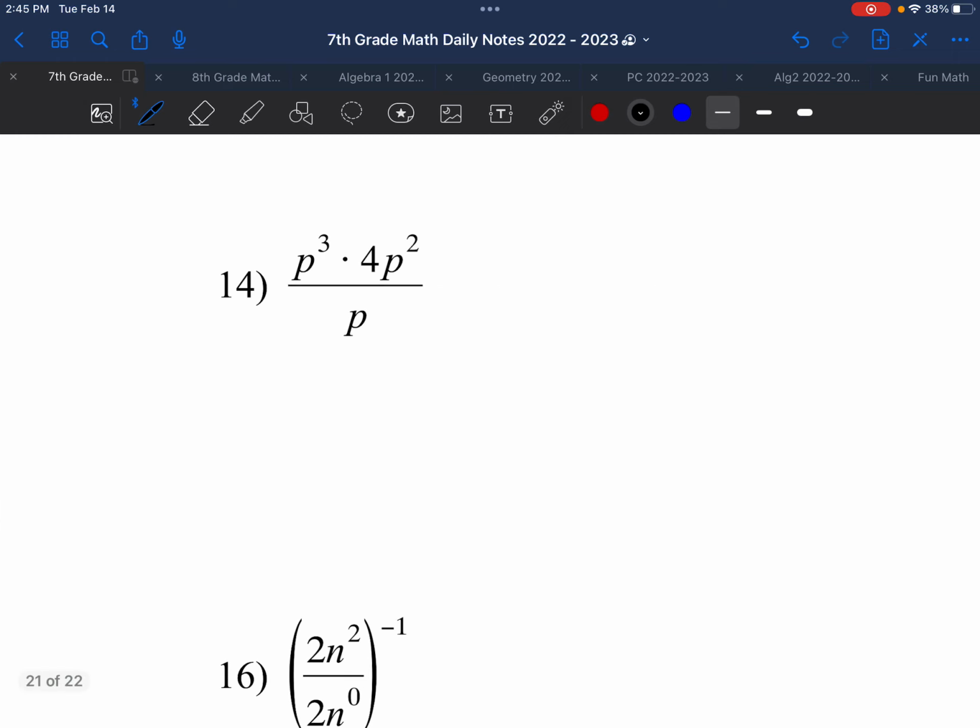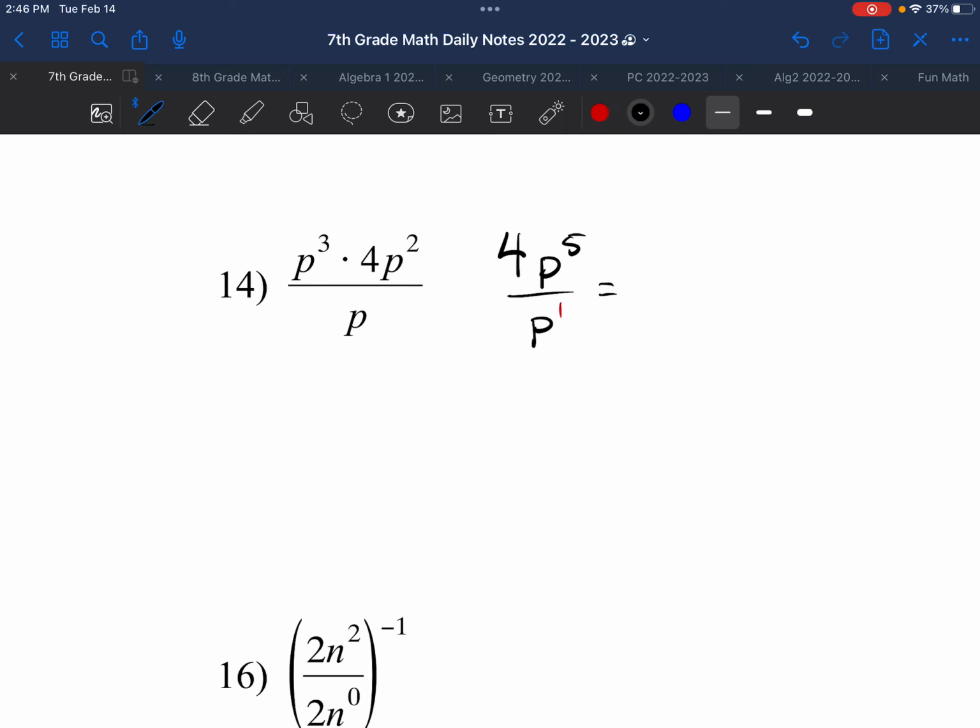Number 14, I'm first looking for coefficients. I see a 4, 1, and 1, so I'm just going to leave it 4 on the top. I've dealt with all my coefficients. Excellent. Now, I can combine this p and this p in the top, and I'll worry about you later in the denominator. Because of the multiplication, I'm going to be adding 3 and 2. I'm going to get 5. This is p to the power of 5 in the numerator. The denominator, we're not going to touch, it's still p. Technically, that's p to the power of 1.